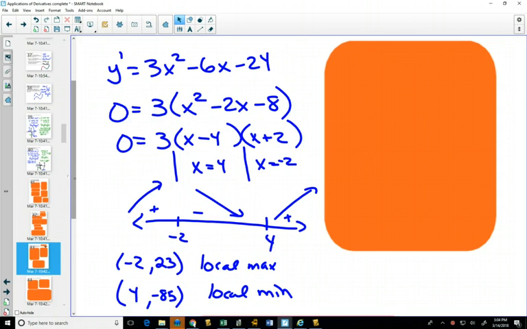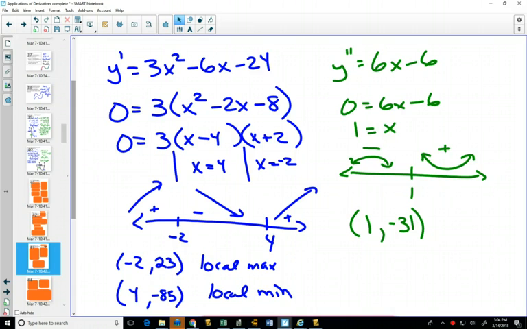Once you've got your first derivative, you can find your second derivative. Finding the point where your second derivative is equal to 0 gives the possibility of an inflection point. And in this case, it is an inflection point because it changes from being concave down to concave up at 1, -31. Again, you can find the value of that point by plugging it back into your original equation.